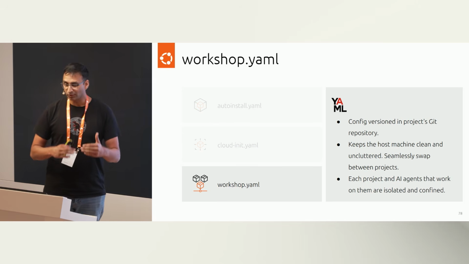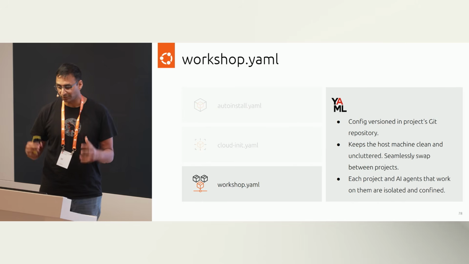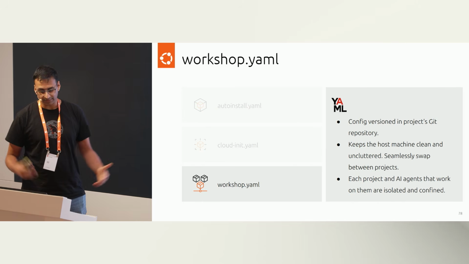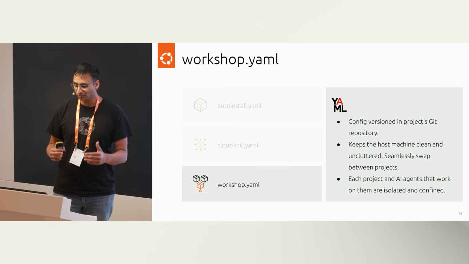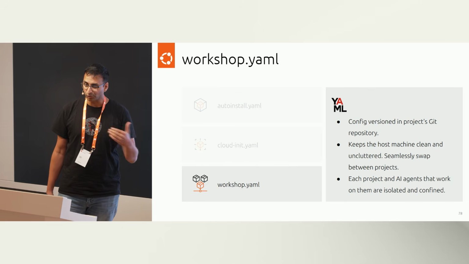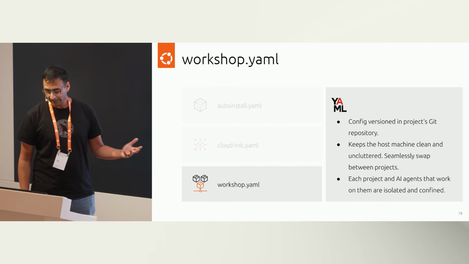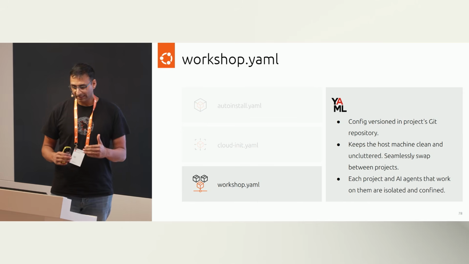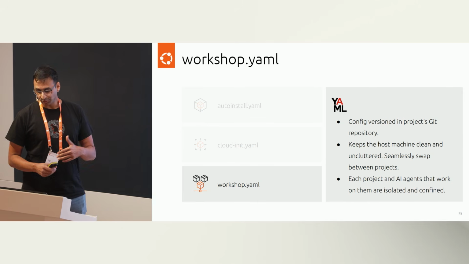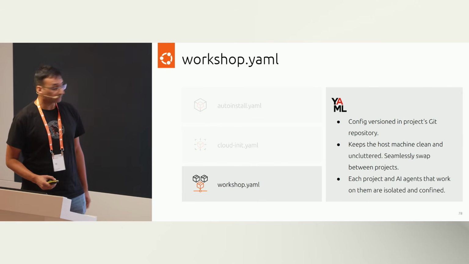So instead of installing all these competing dependencies directly onto their host OS and creating a cluttered mess, developers maintain a distinct workshop.yaml inside each project's Git repository. And Workshop reads that specific YAML, constructs a dedicated container sandbox, drops the tools inside, and gives you a pristine environment tailored only for that project.